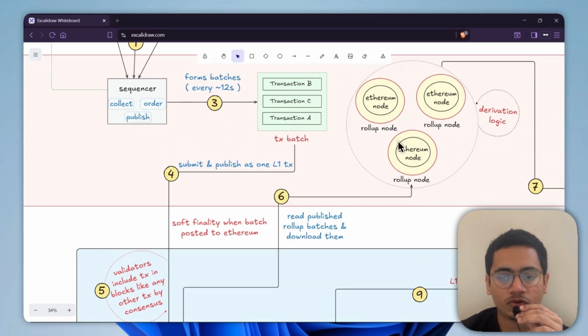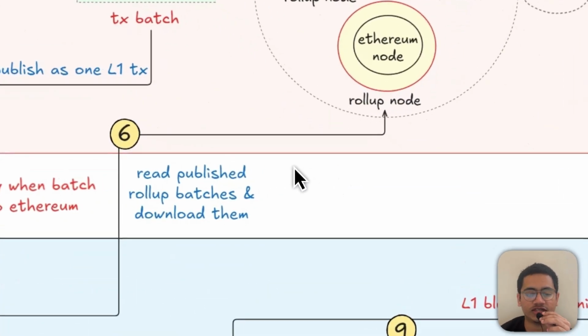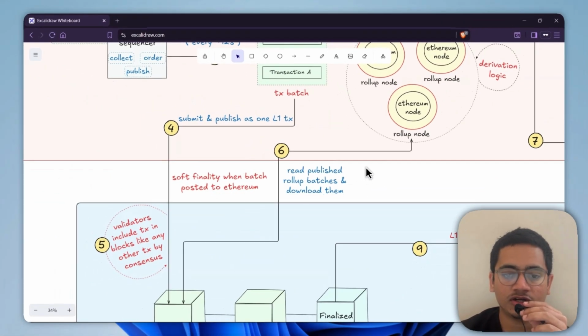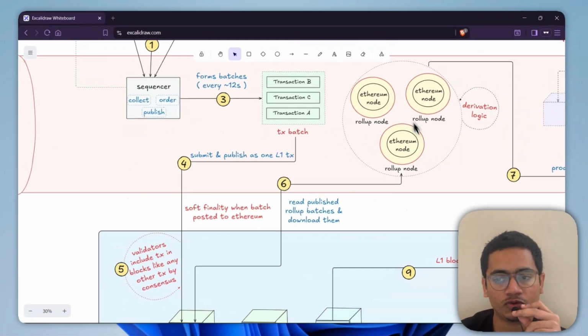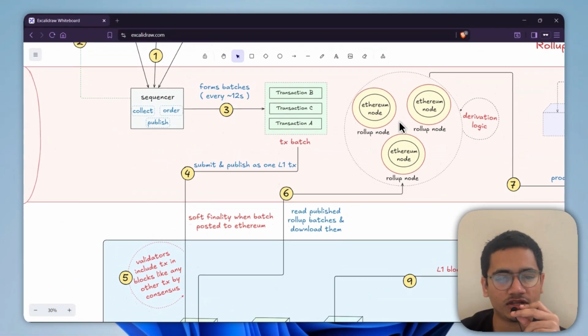The rollup nodes parallelly watch the Ethereum layer 1. So they scan the Ethereum layer 1 chain to see if the sequencer has posted the transaction batches or not. Now, a question should cross your mind. Why do rollup nodes exist at all? Aren't Ethereum nodes enough? Don't they have the DA and consensus responsibilities?